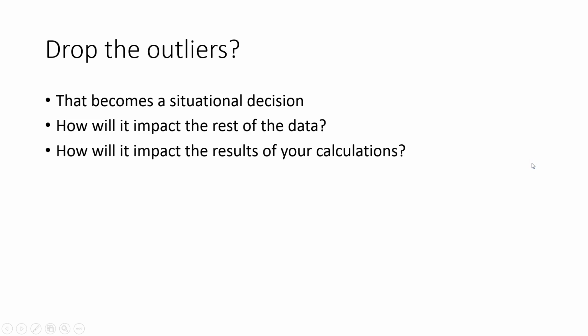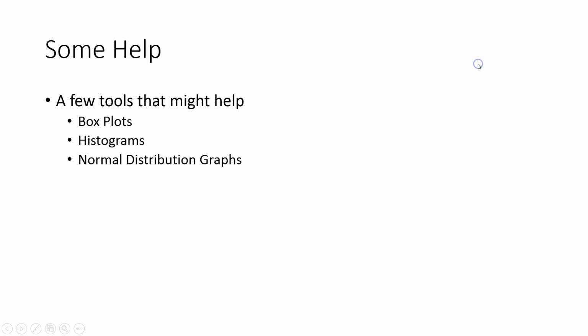So do I drop the outliers? That's a good question, and it becomes a completely situational decision. It's important for you to understand that if you decide in a data set to drop your outliers, what you're doing to your data set is you're limiting it. You're taking a subset of your data or a limited part of the picture that you were trying to project with your data. So I think you really need to think about how it's going to impact the rest of your data and how it will impact the results of your calculations. So there's a big decision as to whether or not to drop the outliers.